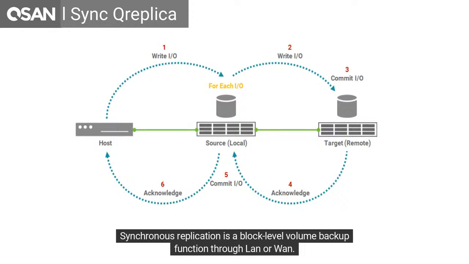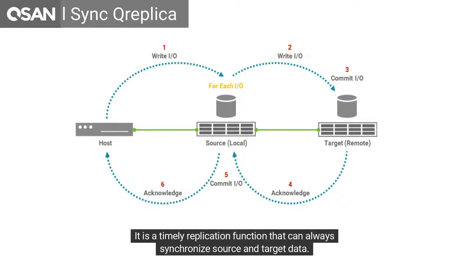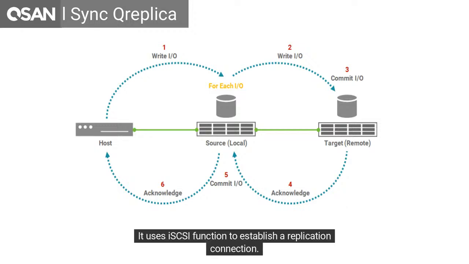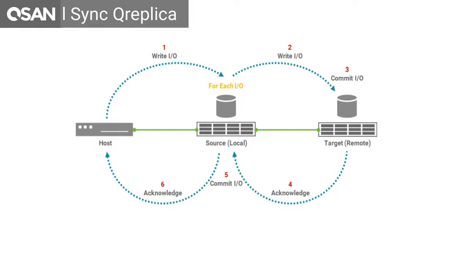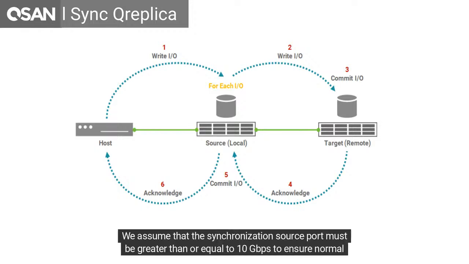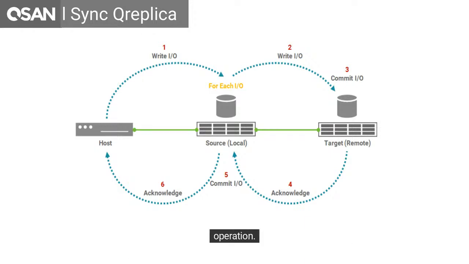Synchronous replication is a block-level volume backup function through LAN or WAN. It is a timely replication function that can always synchronize source and target data. It uses a SCSI function to establish a replication connection. The replication task can use the full bandwidth of the assigned network port to allow the best backup speed. We assume that the synchronization source port must be greater than or equal to 10 Gbps to ensure normal operation.